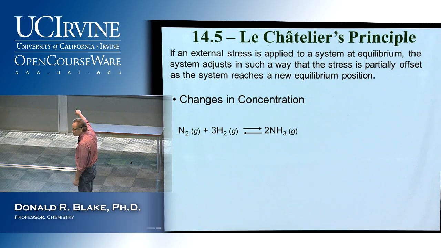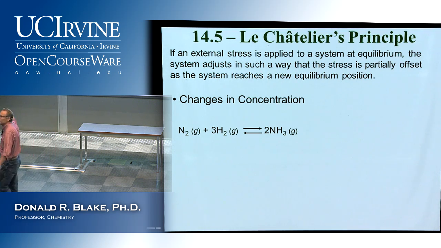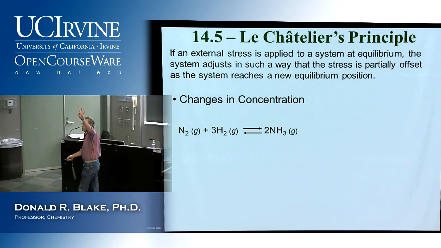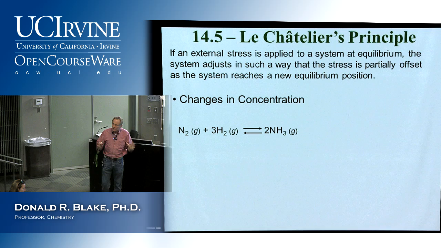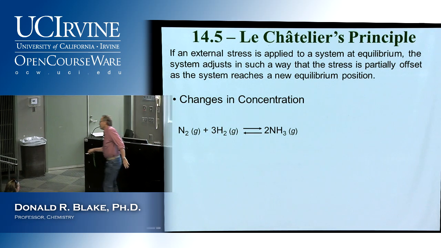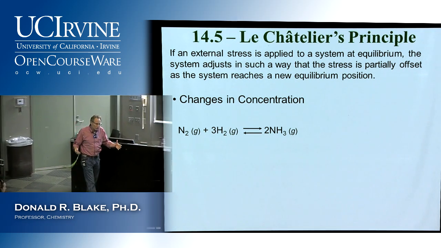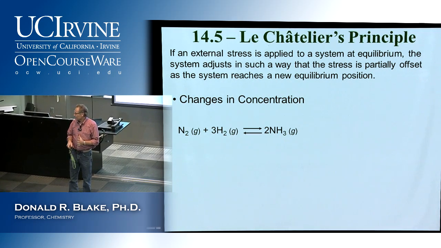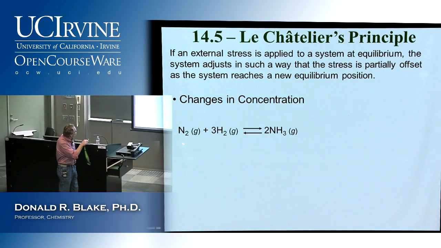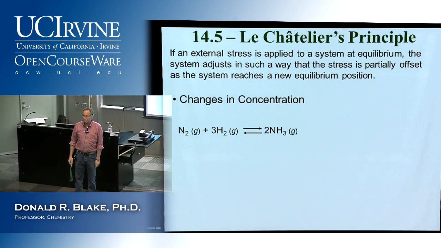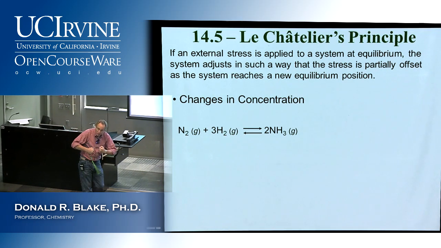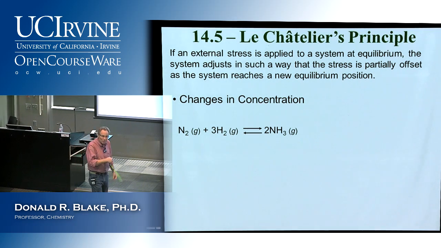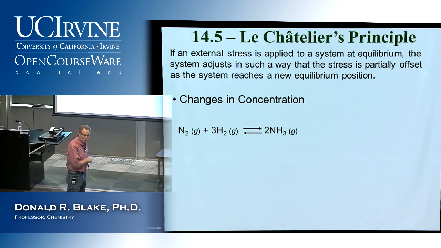You increase the pressure on something, count how many moles. How many moles of gas are there on the left side? How many on the right side? 2. So in a situation where I'm putting pressure on something, I can force things to the side that has fewer moles. If I put pressure on it, the side with fewer moles is the side that is favored. So if I start pushing on this thing, I can force things to go this way.